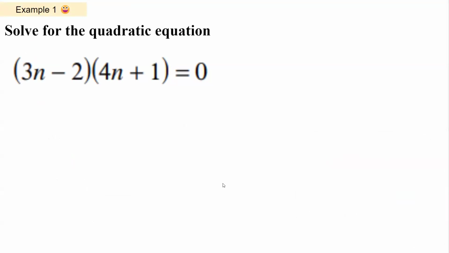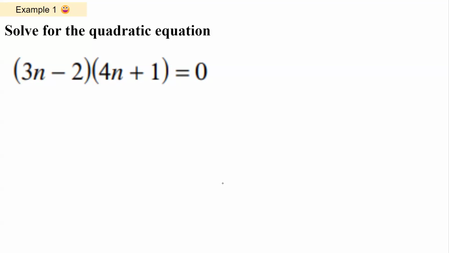So let's copy the first one: 3n minus 2 times 4n plus 1 equals 0. What if it's already factored for us and we have this result? Then how do we solve? Well, yesterday we said that in order for our product to be equal to 0 when two items are multiplying each other, one of them has to be 0. We have two of them that we can possibly have a 0 for, therefore we have to solve for both of them.